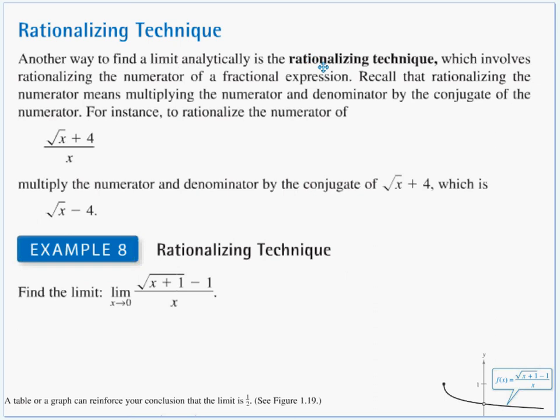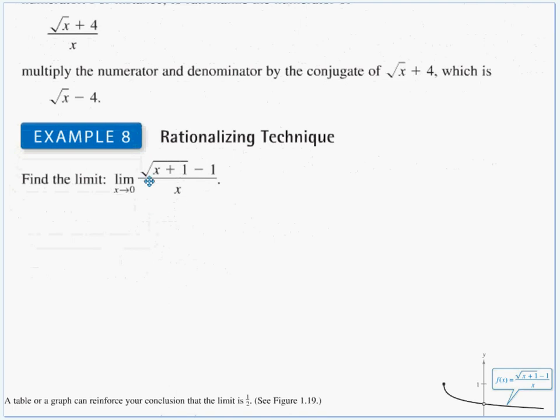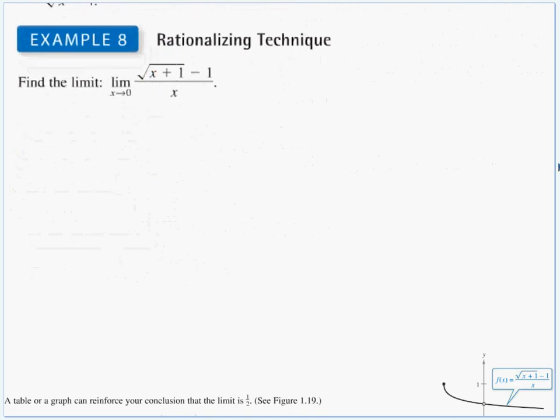Now, another way to find a limit is the rationalizing technique. In pre-calc, we always rationalized denominators. Now we can rationalize either numerator or denominator, whatever needs rationalizing. Recall that rationalizing a numerator means multiplying the numerator and the denominator by the conjugate of the numerator. For instance, to rationalize the numerator of radical x plus 4, you would multiply both numerator and denominator by the same radical and 4, but with a minus in between them. This is why I use that warm-up, so when we FOIL this stuff out, it'll be a little easier to see.